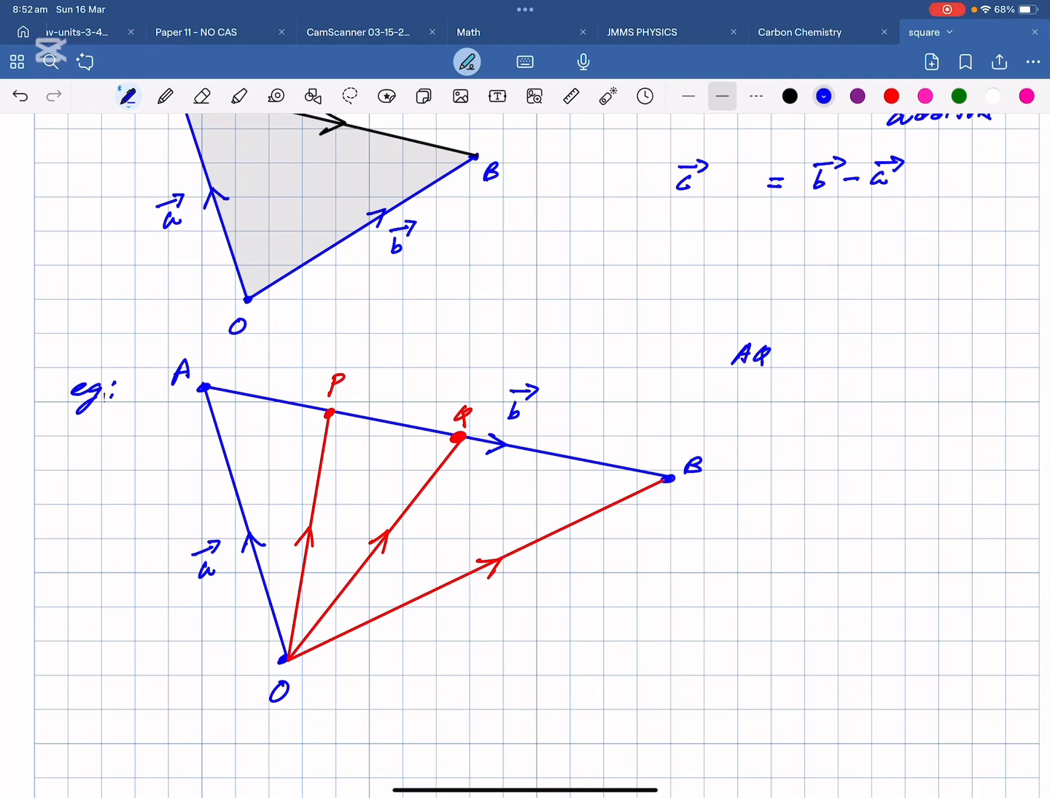AQ is equal to half of AB. Given details. Right? Then AP distance is equal to 1/3 of AB. You get what I'm saying? So these are distances, okay? I'm talking about distances.